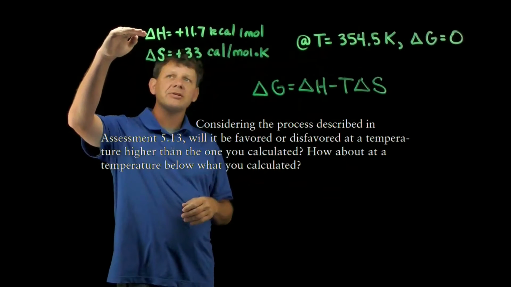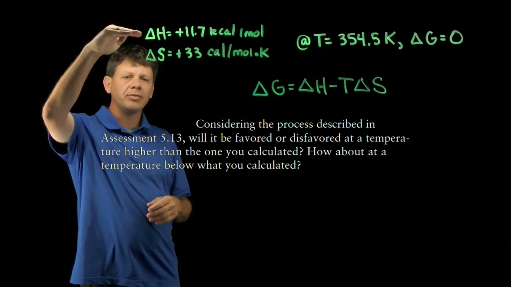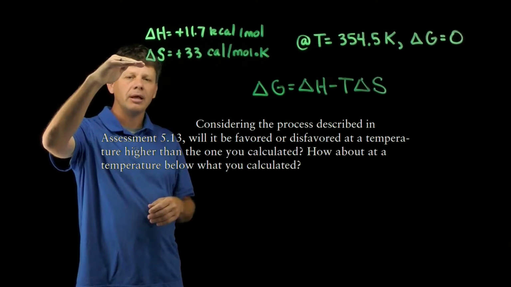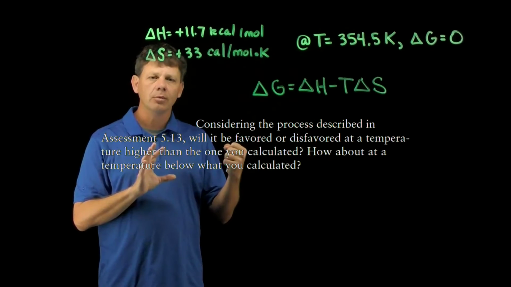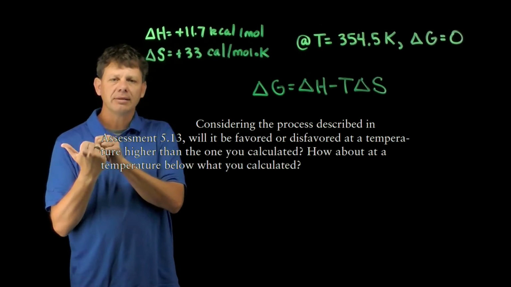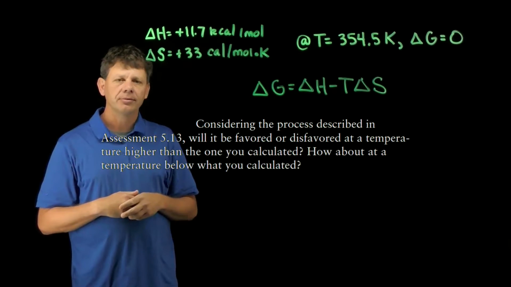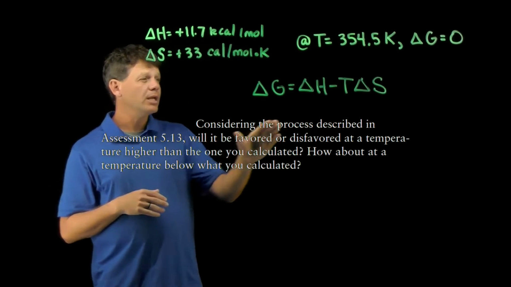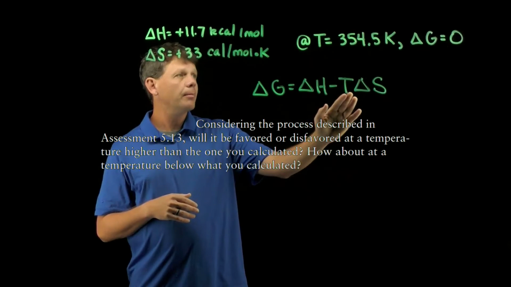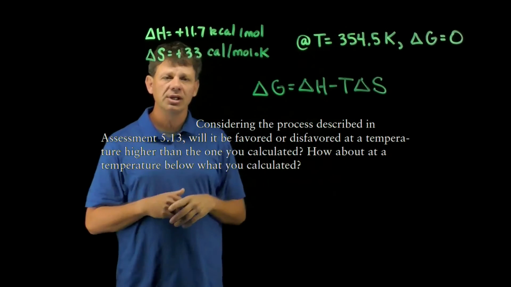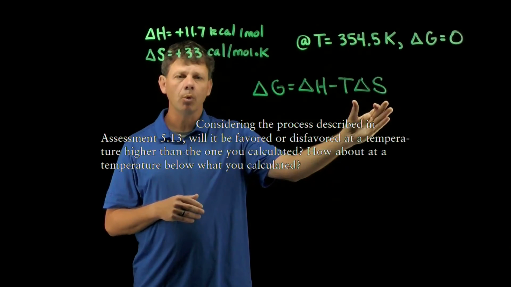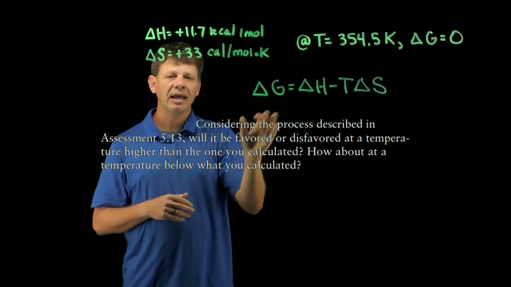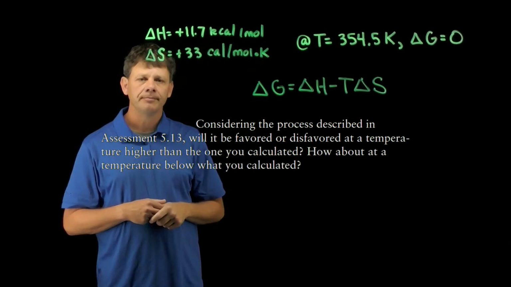So the process at that temperature would be neither favored nor disfavored. Note that in this reaction, we have an unfavorable enthalpy and a favorable entropy. Entropy wants to make the reaction go forward. Enthalpy wants to make the reaction go in reverse. So it should stand to reason that if we increase the temperature above that delta G equals 0 temperature, that will make the entropy term more important and give us a negative delta G.